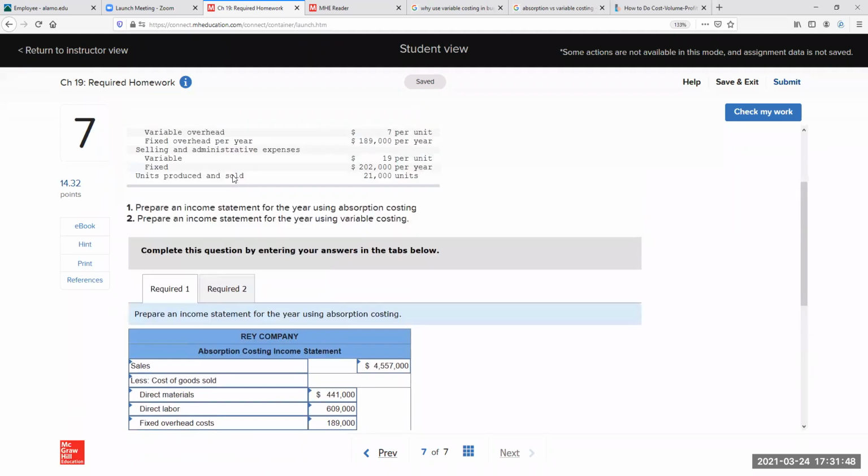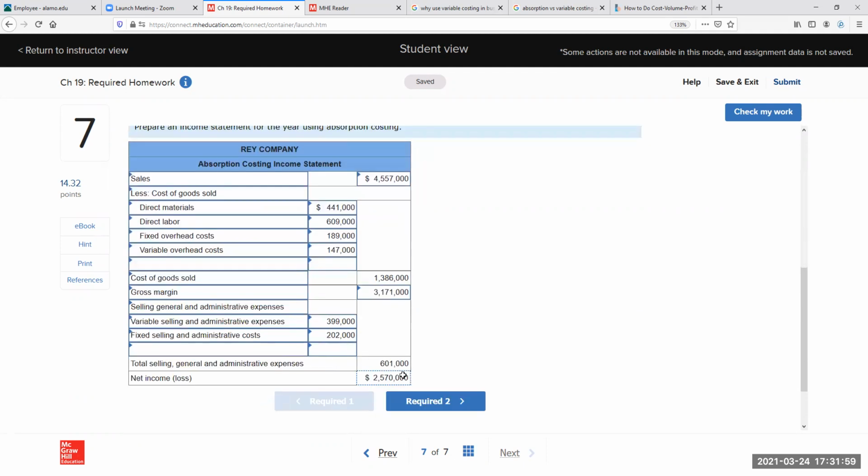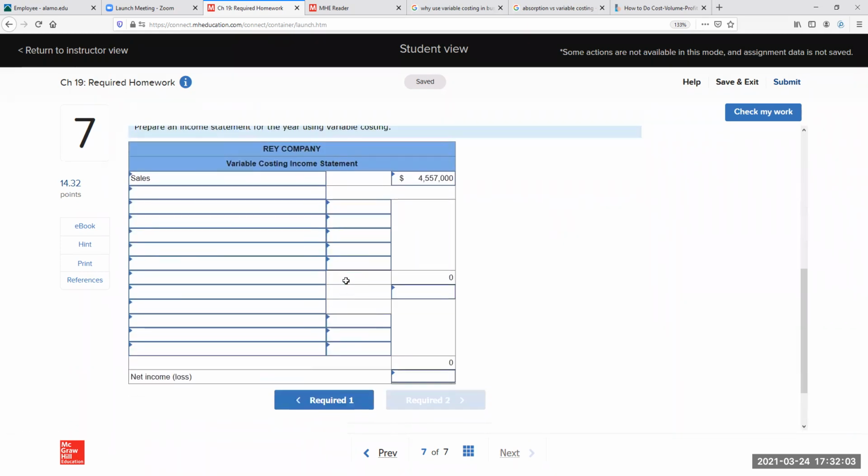Now, here's what I'd like to tell you before we start. When I saw this, units produced and sold, because what we produced and what we sold are the same, we should get the same net income over here. So let's just try this. Net income. Let's try it here.